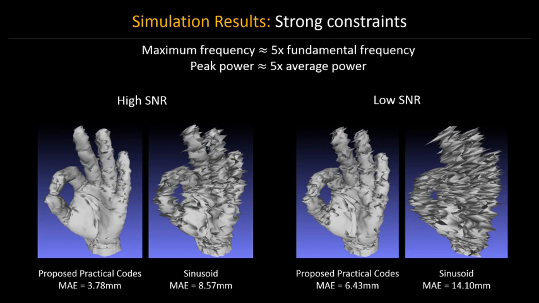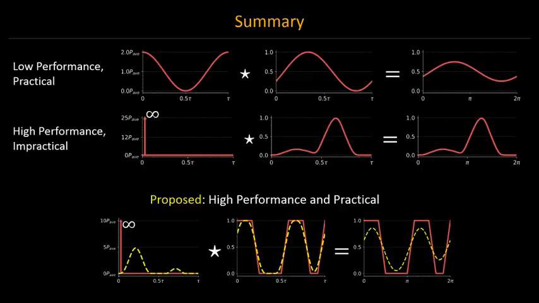Here is a comparison under a relatively strong set of constraints, where the peak power and bandwidth are limited. The resulting codes achieve higher depth estimation accuracy under a wide range of SNR levels. In summary, we have developed a simple and flexible approach for designing practical time-of-flight codes. We designed example coding schemes and demonstrated their performance benefits.